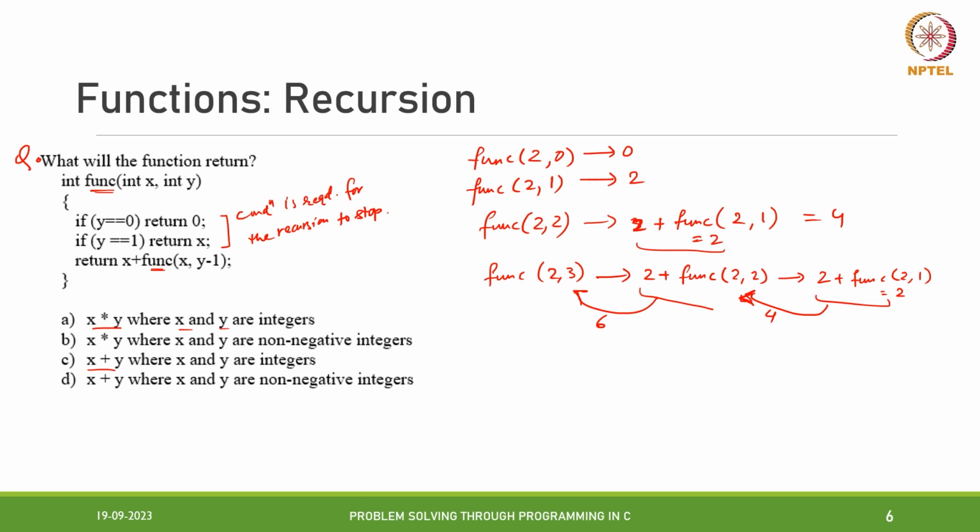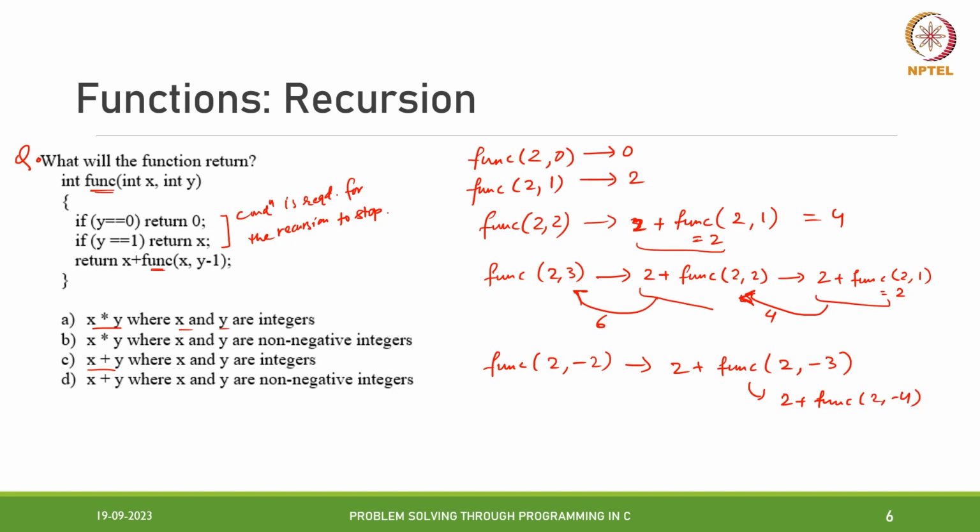Okay, so now our options are either A or B. So far we have checked with only non-negative integers. Now let's check with some negative integers. What happens with negative integers? So we'll take, say, x, let it be 2, y I am taking at, say, minus 2. Alright, now here what will happen? It will write 2 plus, it is not satisfying the condition, so 2 plus func, it will call the function func again, 2 comma minus 3, right? And this will again be 2 plus func of 2 comma minus 4.